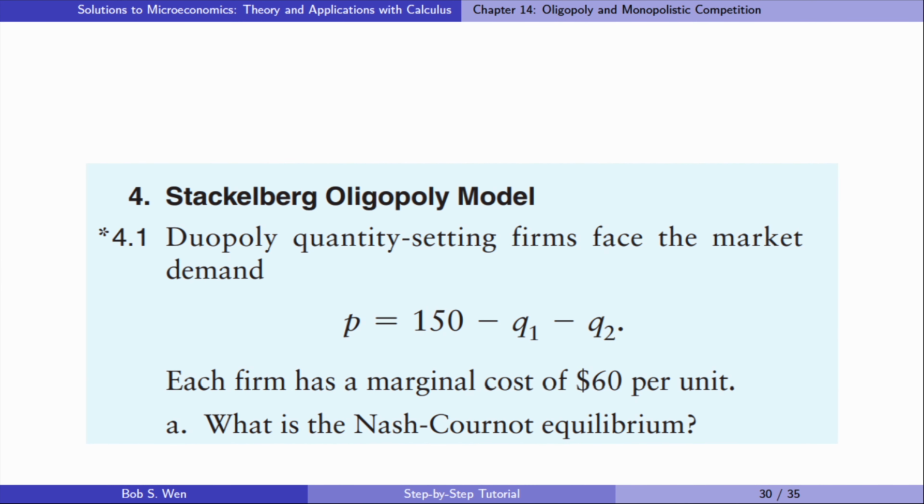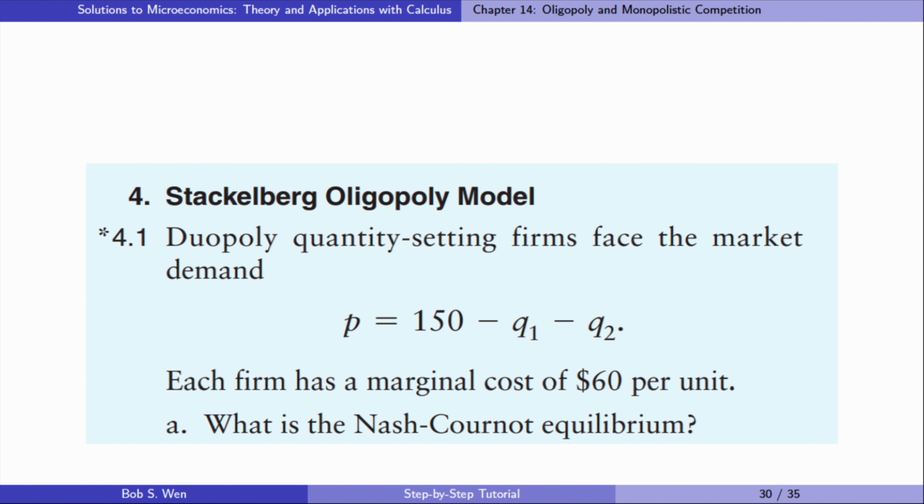Today, we will explore the Stackelberg Oligopoly model and tackle the problems related to Stackelberg equilibrium. Let's start by solving exercise 4.1. Duopoly quantity setting firms face the market demand P equals 150 minus Q1 minus Q2. Each firm has a marginal cost of $60 per unit. For part A, what is the Nash-Cournot equilibrium?